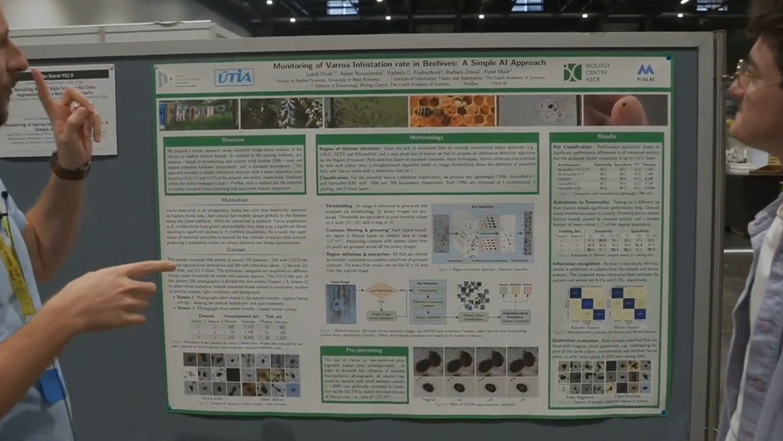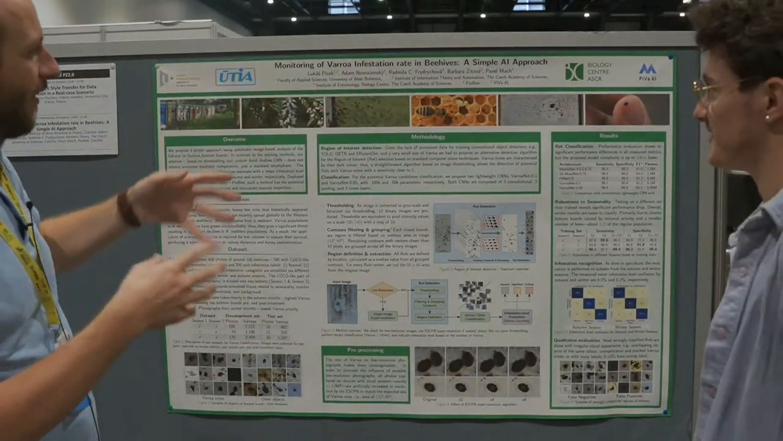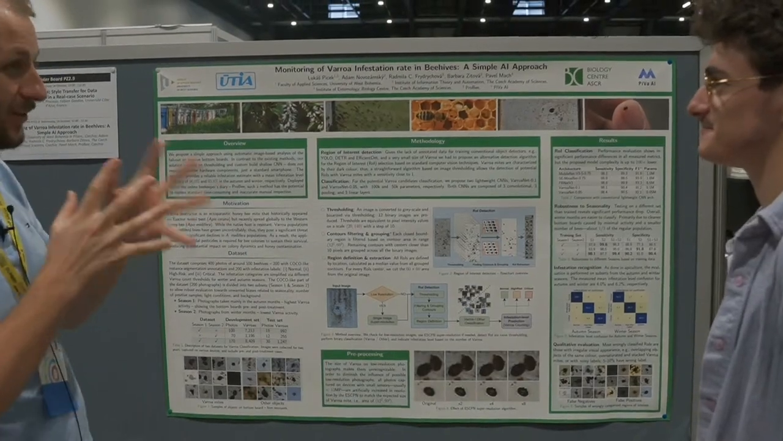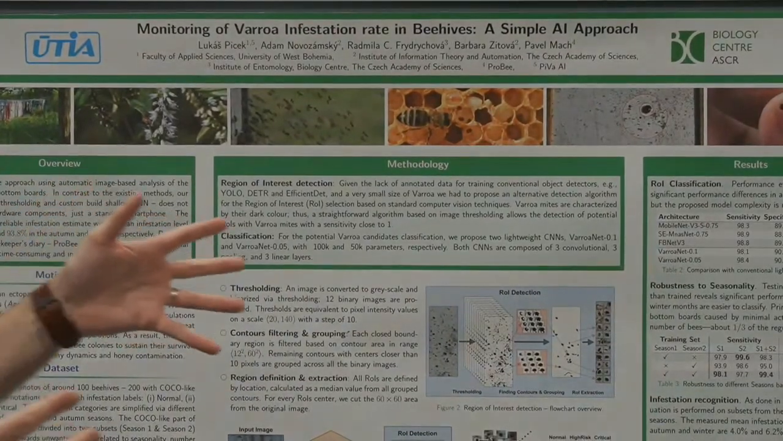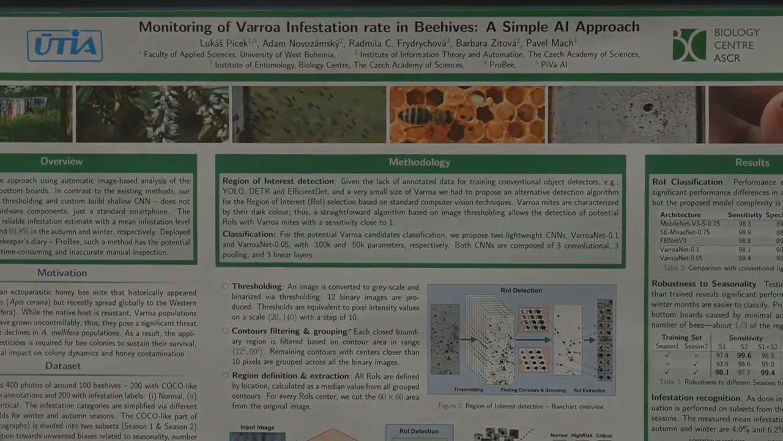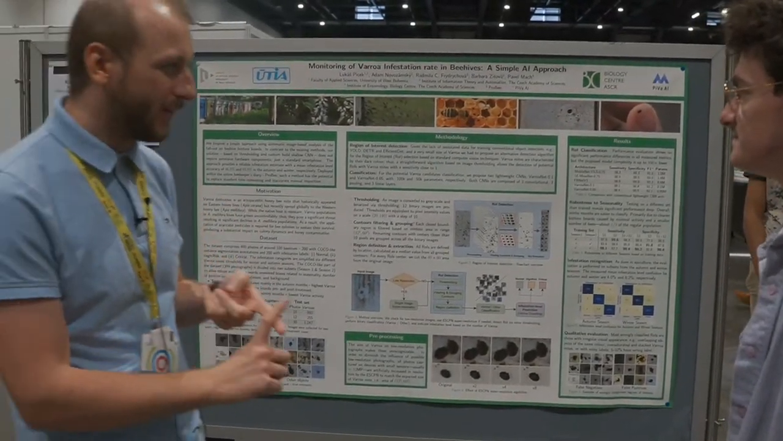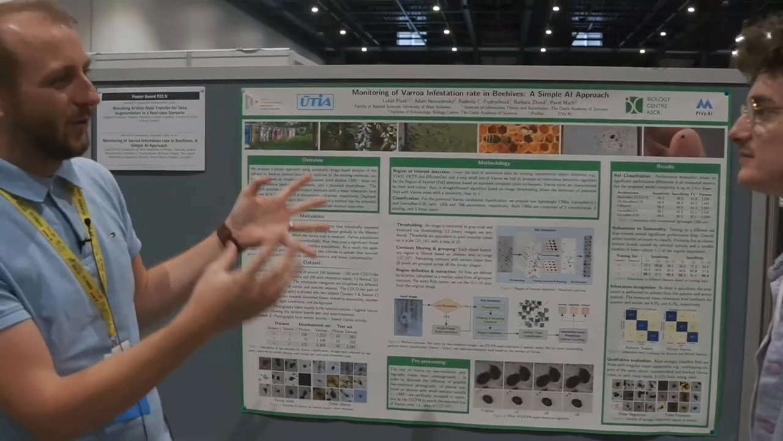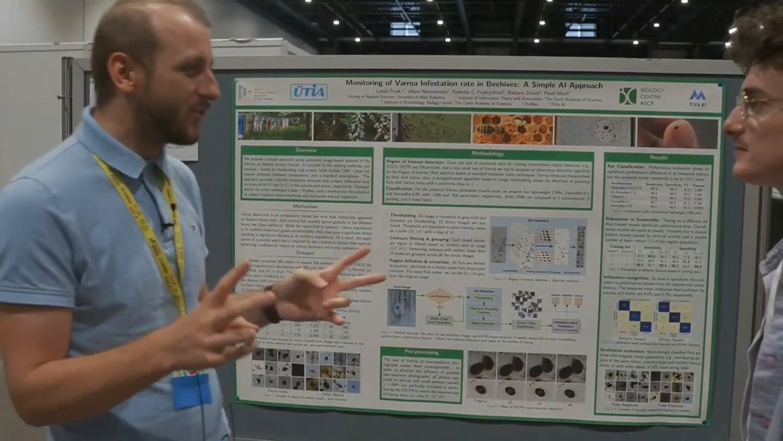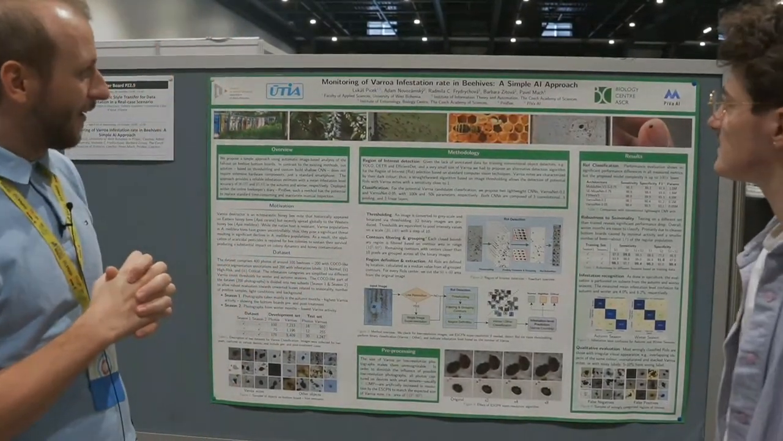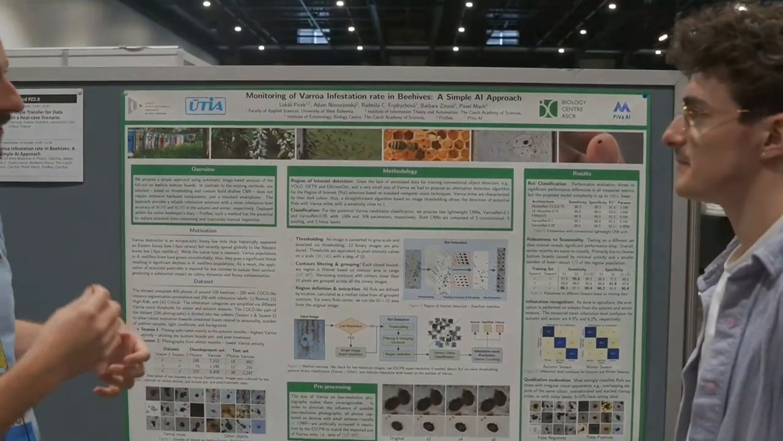Okay, so what we do is that we try to monitor the infestation rates in beehives. And as you might know, we have bees. Overall, we have two different species: one is Apis cerana, and the second one is Apis mellifera. The first one is called the Asian bee, and the other species is commonly known as the European and North American bee. And then there's a third species, the varroa mite, which is a parasite.